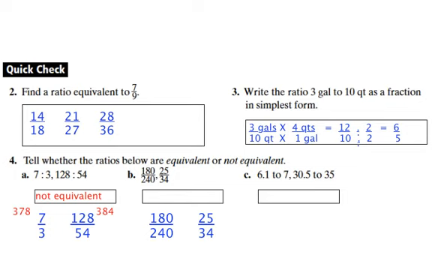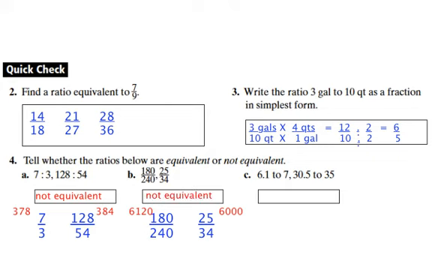Let's take a look at example B. Again, we write both ratios down as fractions just as they are, and we start cross multiplying. We're going to take 34 times 180, which is 6,120. Now we take 240 times 25, which is 6,000. Again, the two products are not equal, so these two ratios are not equivalent.